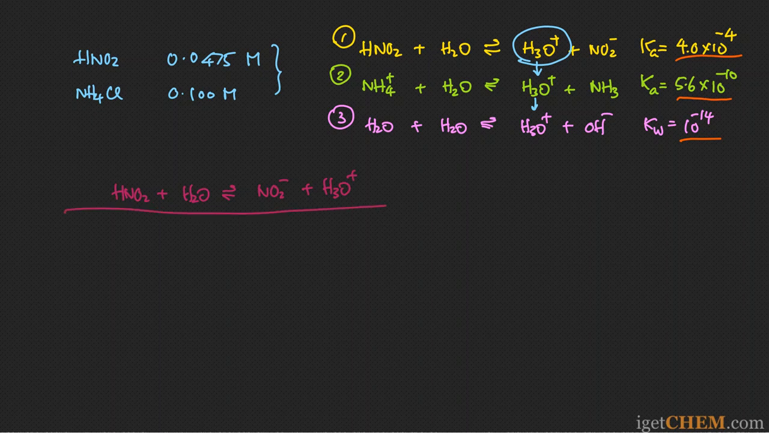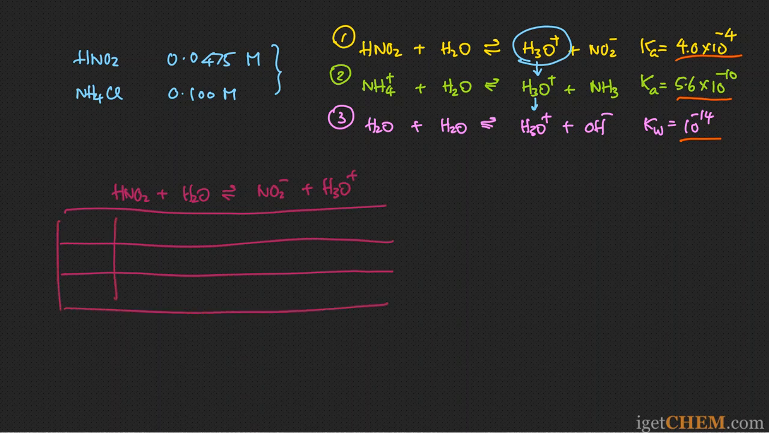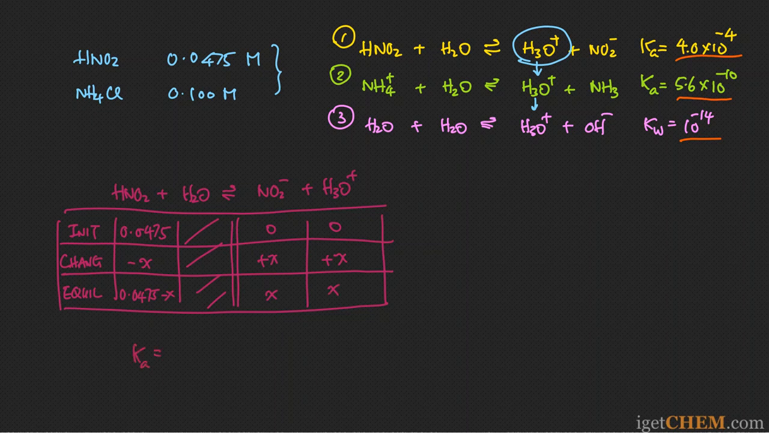And so in this case, the initial concentration of HNO2 is 0.0475. The concentration of H2O makes no difference because it's a pure liquid solvent, and the other two were 0 and 0 to begin with. So the change to reach equilibrium would be minus x, plus x, and plus x. And finally, the equilibrium value would be 0.0475 minus x, x, and x. And you will have to put these back into the Ka expression for HNO2.